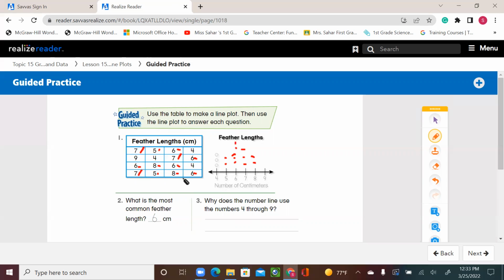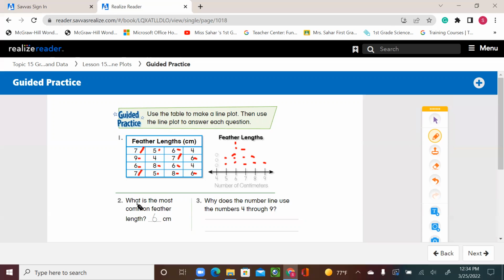And now we have 9. Let's see how many. 1 in the first column, and that's it. So 1 feather, the length of it was 9 centimeters. Now I have all the information on my line plot. Now let's answer the questions we have.